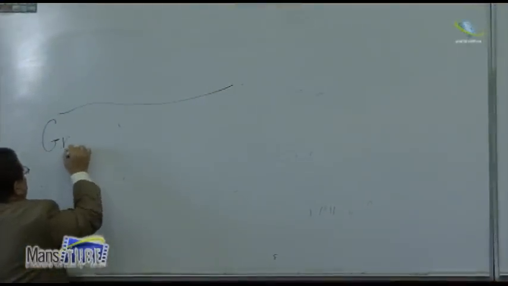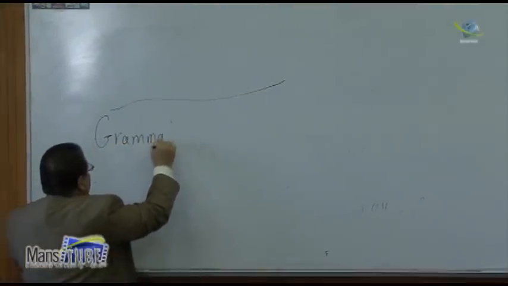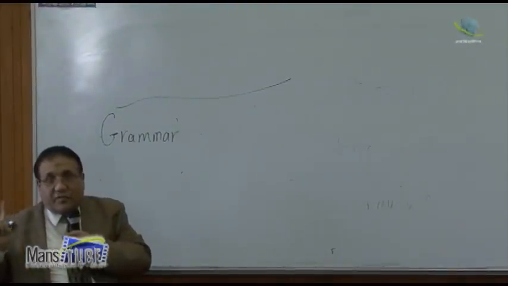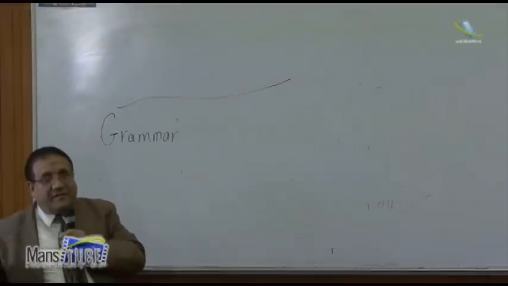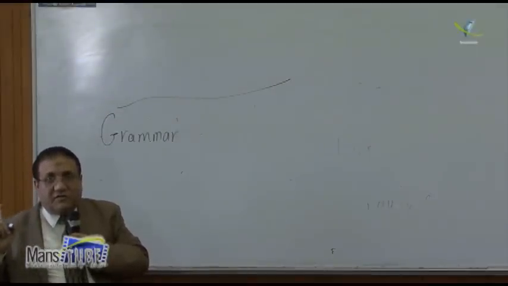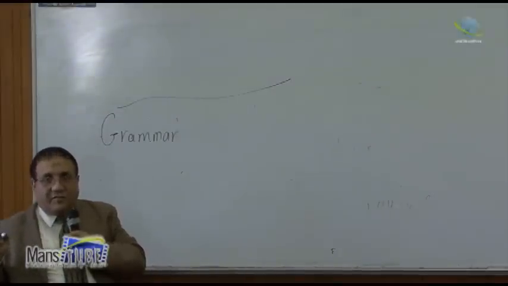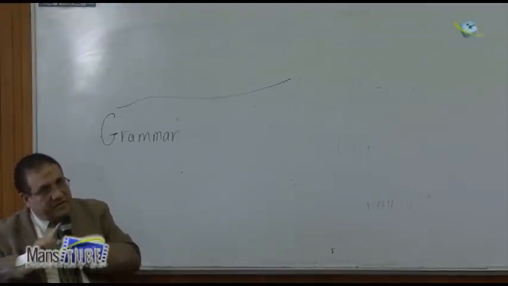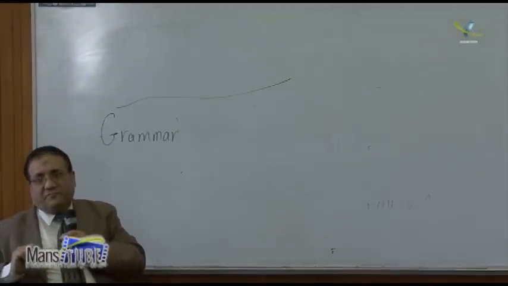Grammar, and notice how we write the word grammar. There is no what in the word grammar? E. There is no E in the word grammar. Please write the word grammar correctly. Grammar is spelled G-R-A-M-M-A-R.